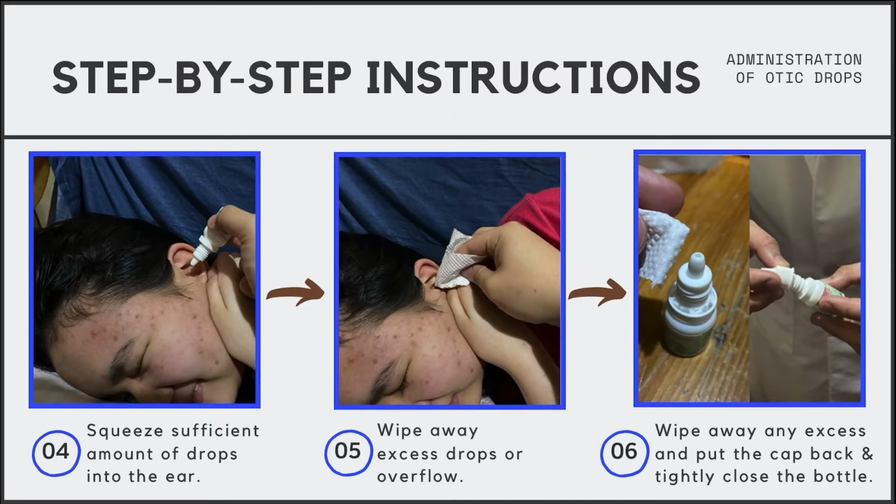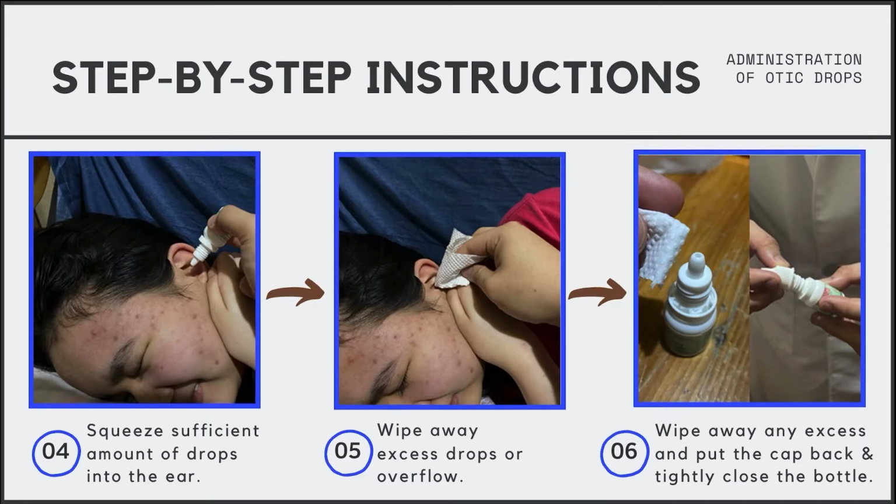Gently pull the patient's earlobe up and down to maximize the flow of the drops within the ear and keep the head tilted for about 2 to 5 minutes, otherwise refer to the doctor's instructions. Wipe away excess drops or overflow with a clean cloth or tissue, then wipe away excess medicine on the tip of the dropper if any.